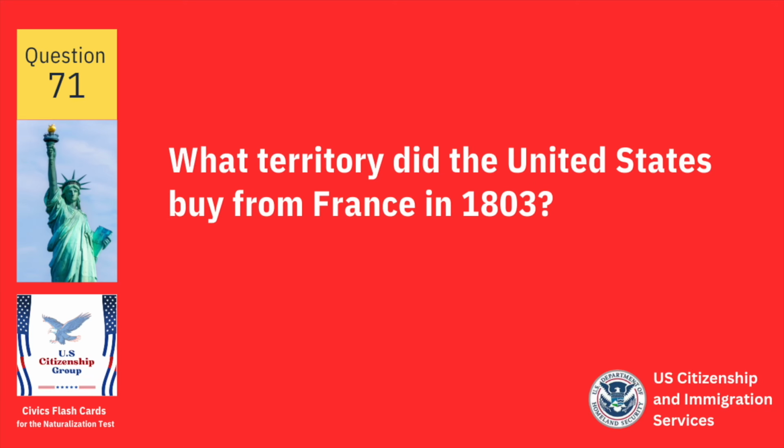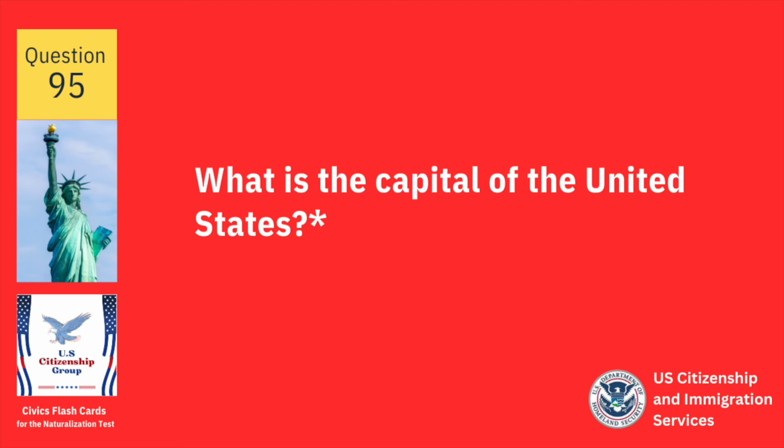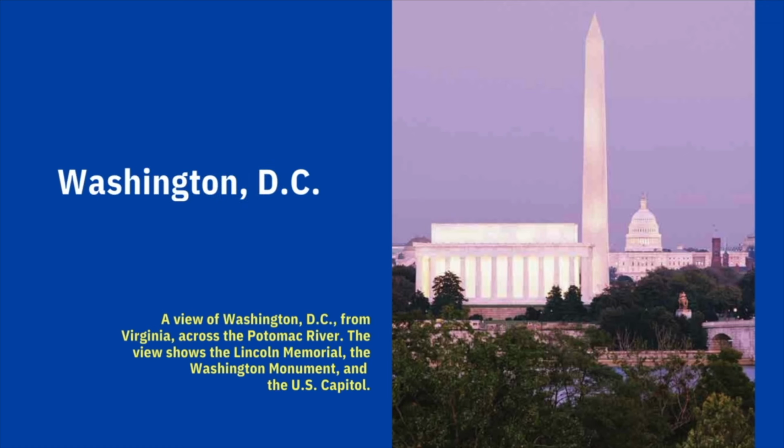What territory did the United States buy from France in 1803? The Louisiana Territory. What is the capital of the United States? Washington, D.C.